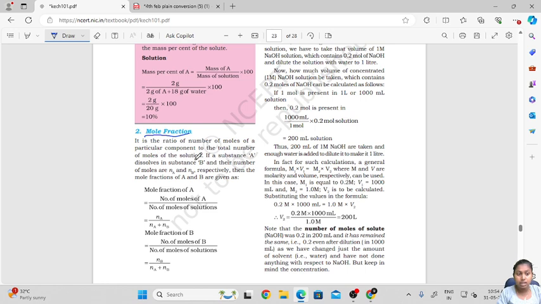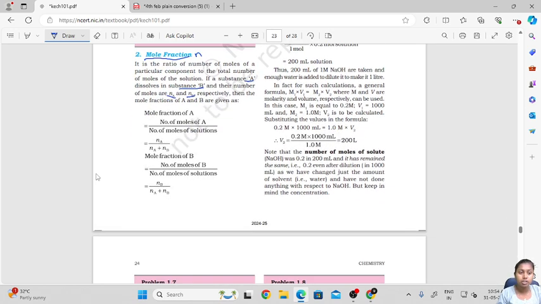So if a substance A dissolves in substance B and their numbers of moles are Na and Nb, the number of moles is denoted by small n. Then the mole fractions of A and B are given as follows. How do we calculate the mole fraction of A? The mole fraction of A will be the number of moles of A divided by the number of moles of the solution.